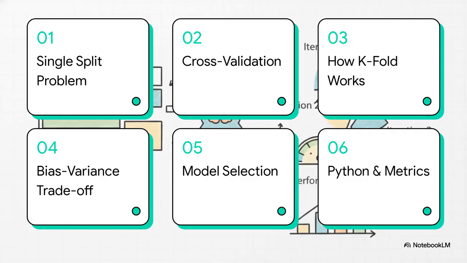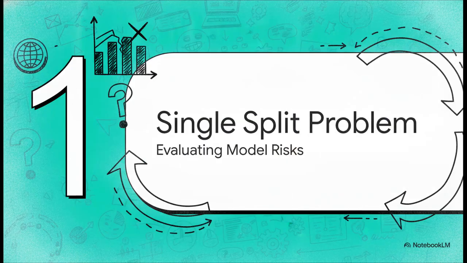Here's our roadmap for today. We'll cover 1. The single split problem. 2. What is cross-validation? 3. How K-fold works. 4. The bias-variance trade-off. 5. Hyperparameters and model selection. And finally, 6. Python tools and metrics. All right, let's jump straight into section 1, the single split problem.